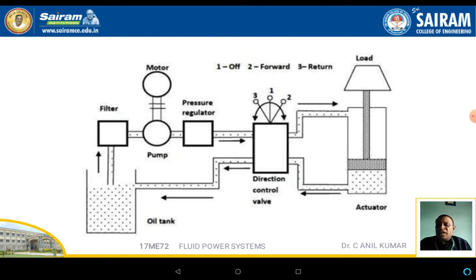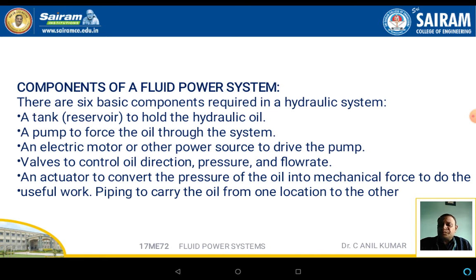This schematic diagram shows the basic six elements: the filter, motor, pump, pressure regulators, control systems or control valves, and the last one, the actuators. These basic elements form a fluid power system.